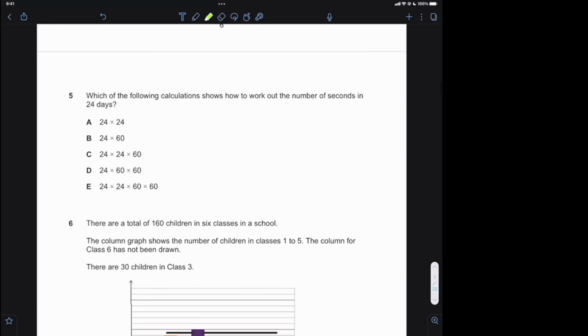Question 5. Which of the following calculations shows how to work out the number of seconds in 24 days? Well, there are 24 hours in a day. So if we want to find the number of hours, we would have to times this number by 24. So we're going to be doing 24 times 24. This gives us the hours. After we've found that, we want to go into the minutes. So we've got to times by 60 because there are 60 minutes in 1 hour. So to find the amount of minutes in this number of hours would be times by 60.